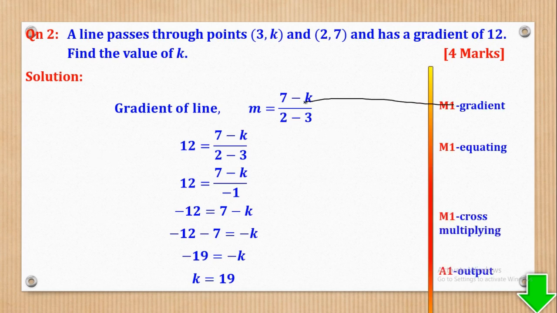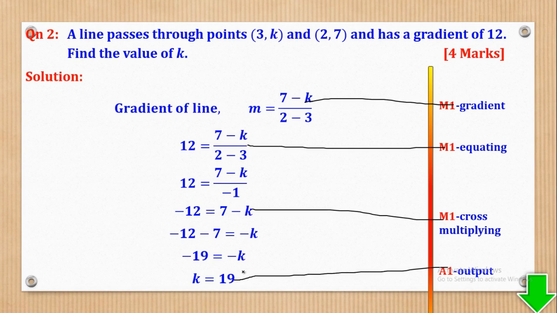So M1 for this substitution, and M1 for equating, and this M1 for cross multiplying, and A1 for the output.